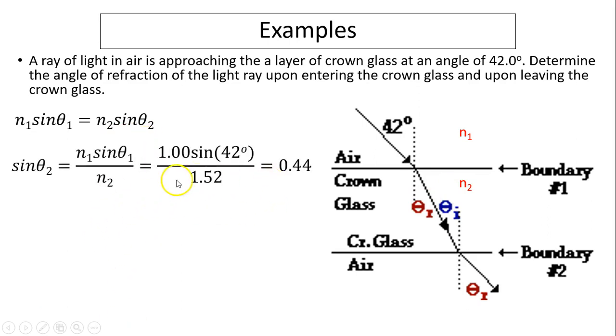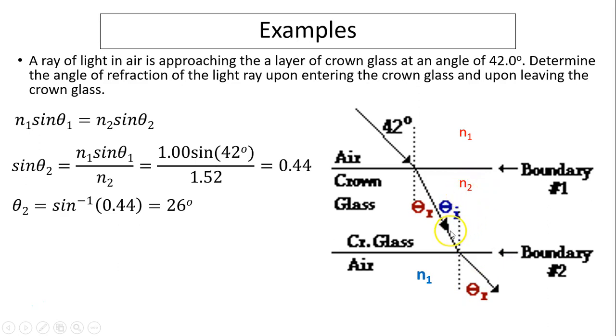Once you find sine theta 2, after you substitute everything in, you'll have to do inverse sine. And then you should have 26 degrees right over here. The next question is, what is the ray coming out? Now here, if you have this part as N2, then this part has to be N1. So again, it doesn't really matter which one is N1, which one is N2. You just have to match the angle.